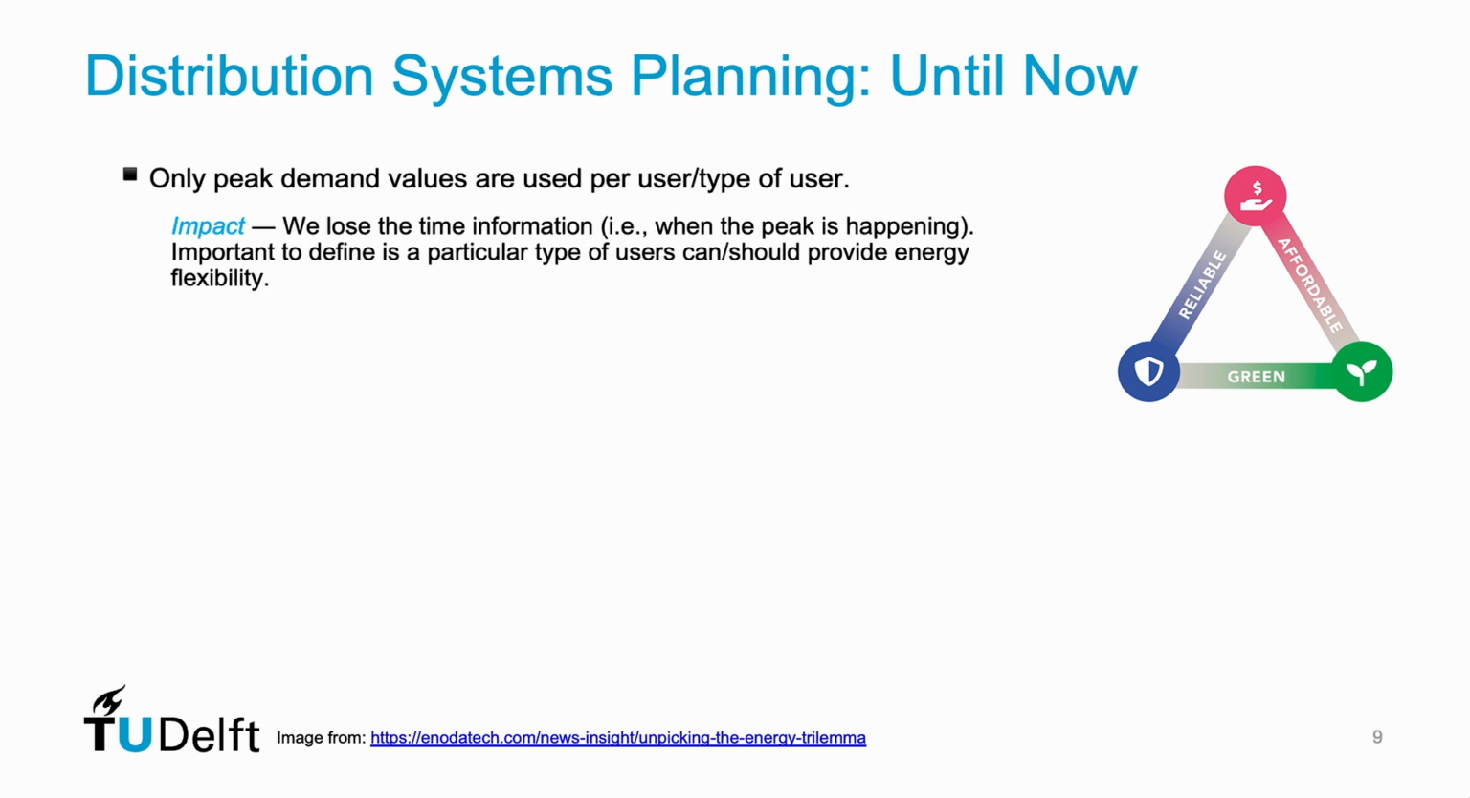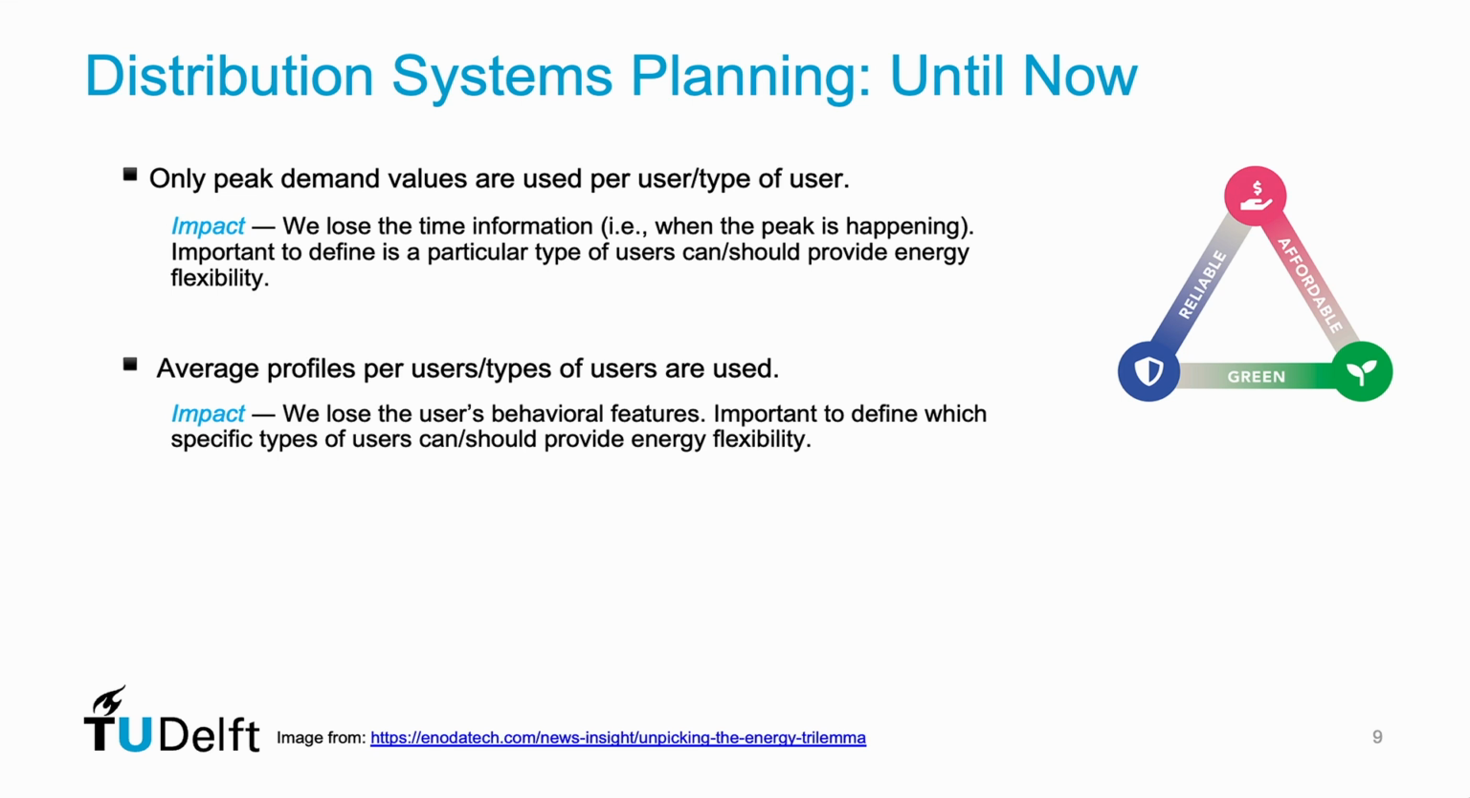Third, there is a loss of critical information. For instance, by only considering the peak demand value, the peak demand timing is ignored, which is important when flexibility is needed. And finally, user behavior. The average profile hides individual patterns, for example, which users can provide flexibility.